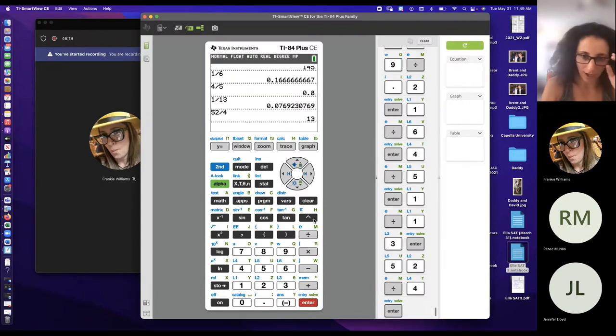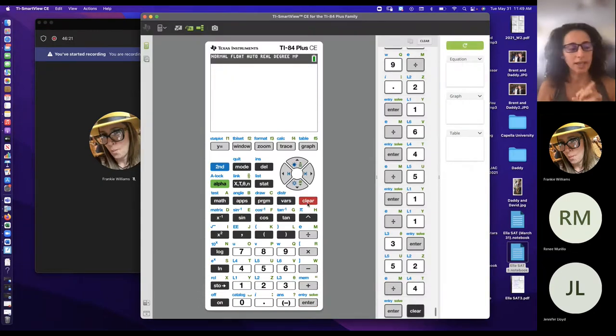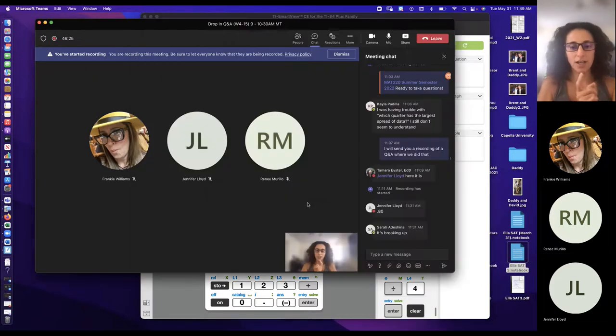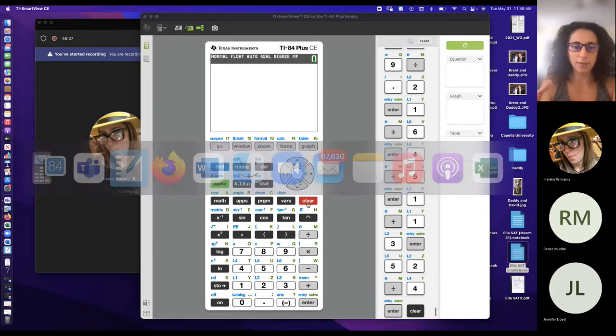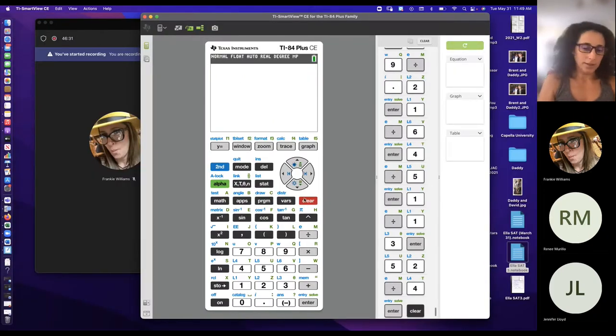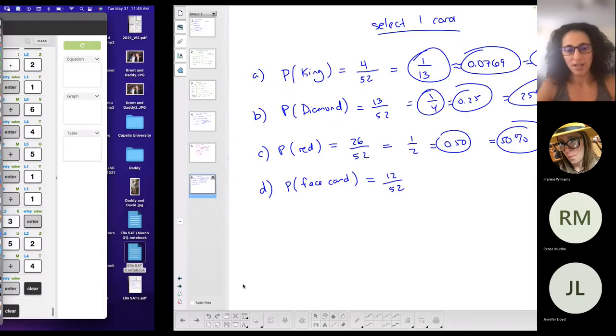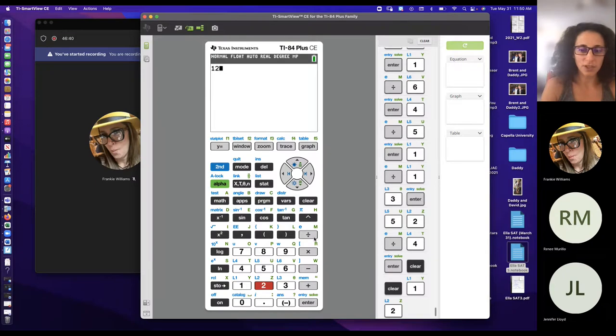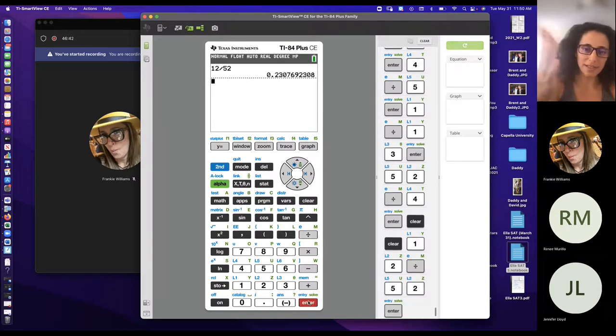Actually, let me show you something on the calculator also. The calculator will simplify fractions for you. This calculator does everything. So if I have a fraction, and let's say I'm not sure how to simplify, or I'm lazy, I'm going to show you different ways. Let's say 12 out of 52. It's going to give me the decimal.